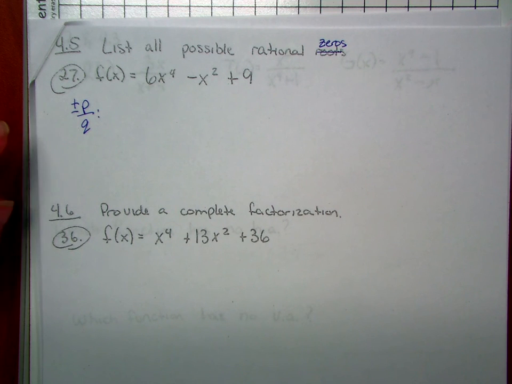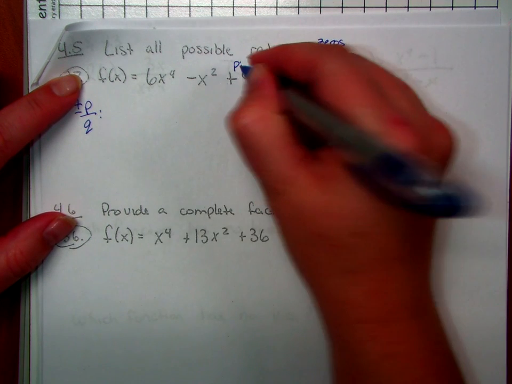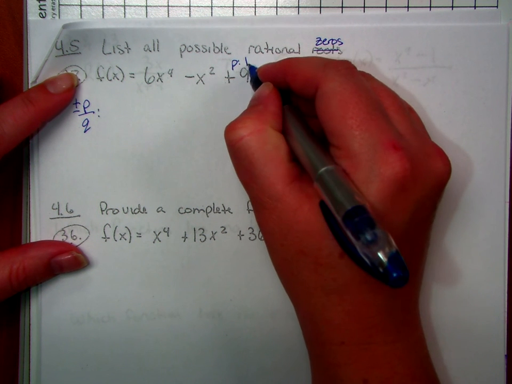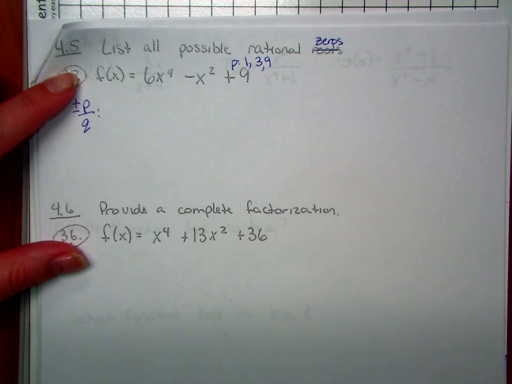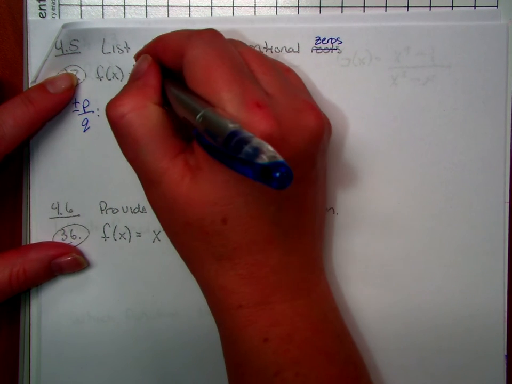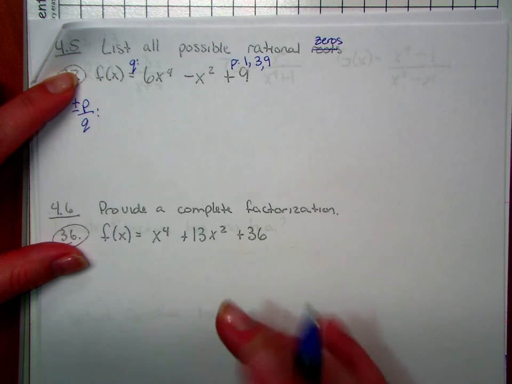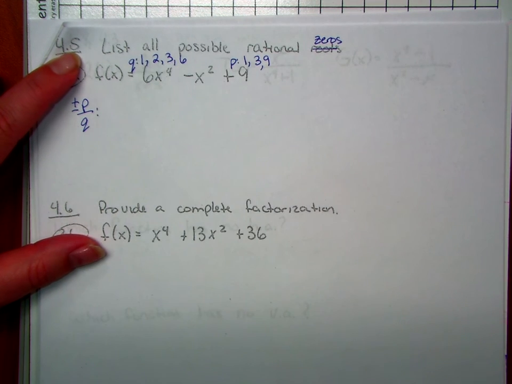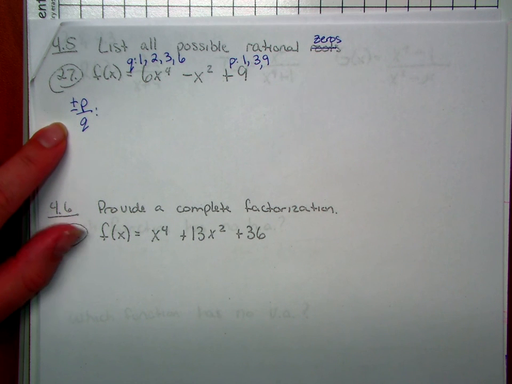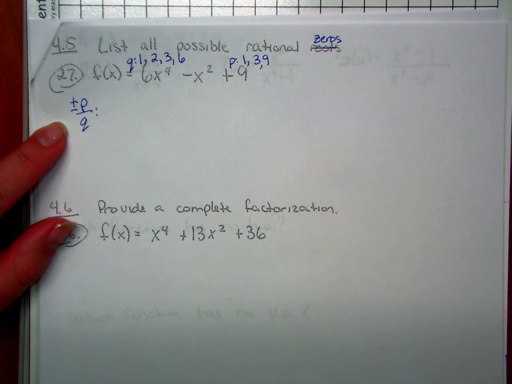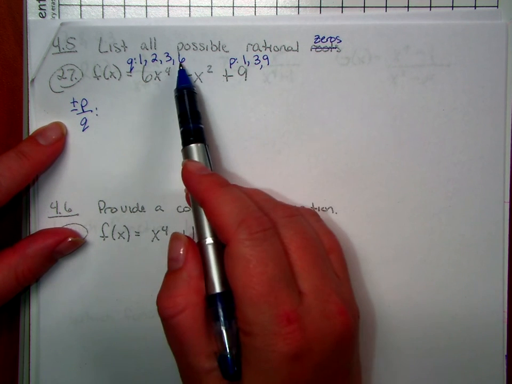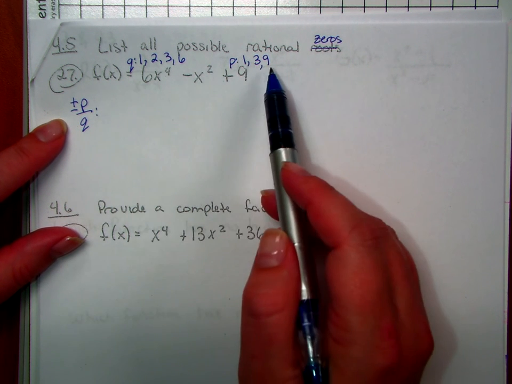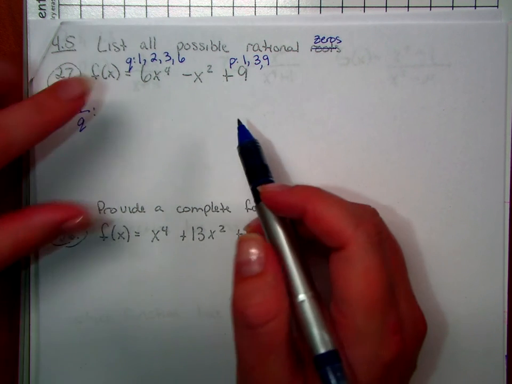All right, so P is all the factors of the constant, right? And this constant is 9. So my possible P factors are 1, 3, and 9. Q are all the factors of the leading coefficient. So the factors are 1, 2, 3, and 6, right? And so we need to come up with all the possible P over Q. So I'm going to put 1 over all the Q's, and then I'm going to put 3 over all the Q's, and then I'm going to put 9 over all the Q's, all right?